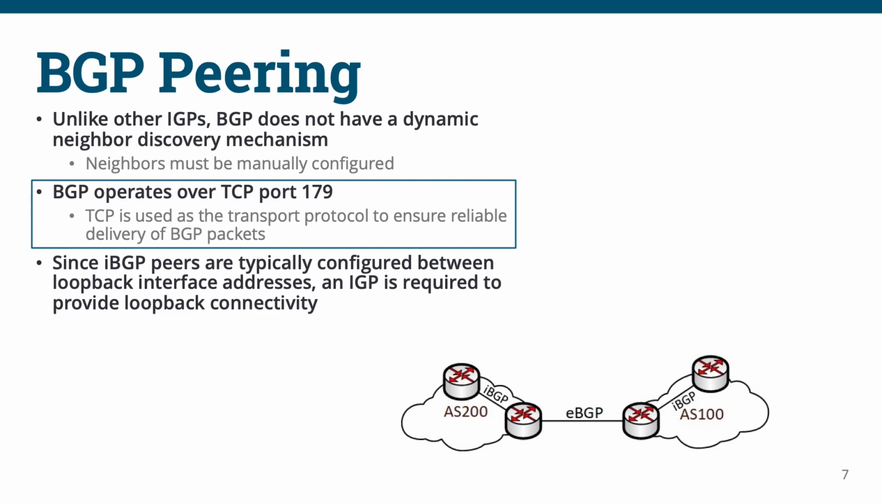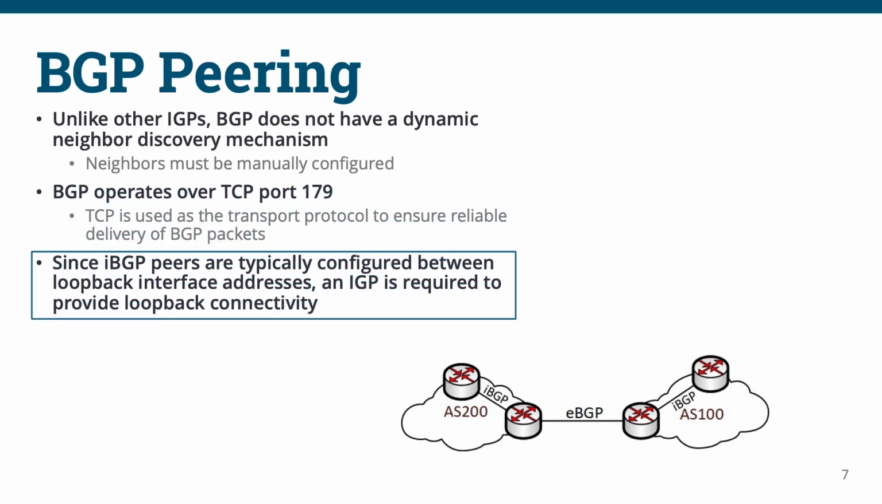Since TCP has a reliable transmission mechanism built in, BGP does not need its own protocols for acknowledging receipt of information. Finally, just to refresh, iBGP peers are typically configured between loopback addresses of devices, which requires layer 3 connectivity between the loopback interfaces. Although this could be done with static routing, this is almost always performed with a dynamic interior gateway protocol. It is in this way that iBGP is often said to ride on top of an IGP.